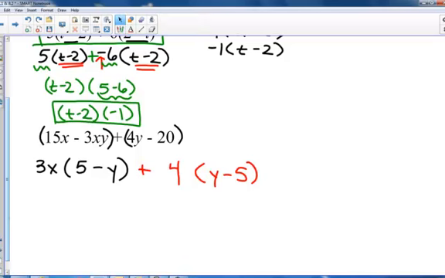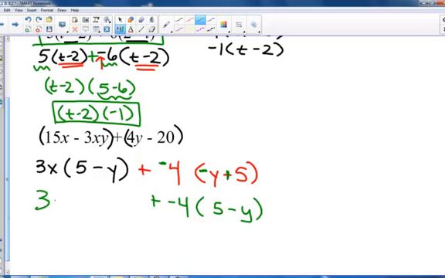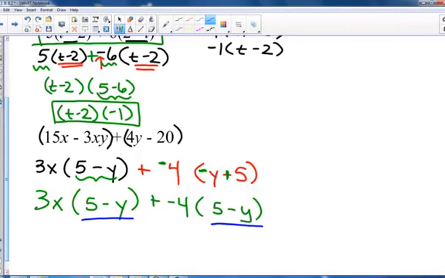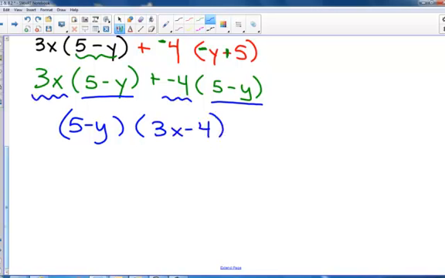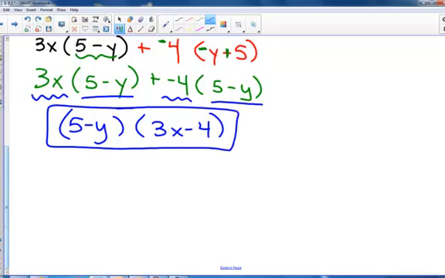If I take out a negative 4, I would have negative y plus 5. So I could rewrite this as negative 4 times 5 minus y. Or I could have rewritten this first one right here as negative y plus 5. It doesn't matter, either way. So now do you see how I can make those parentheses the same just with a negative? So my same parentheses comes out, and I'm left over with 3x minus 4. So that's my factored form. Another way of factoring. Have a great evening.